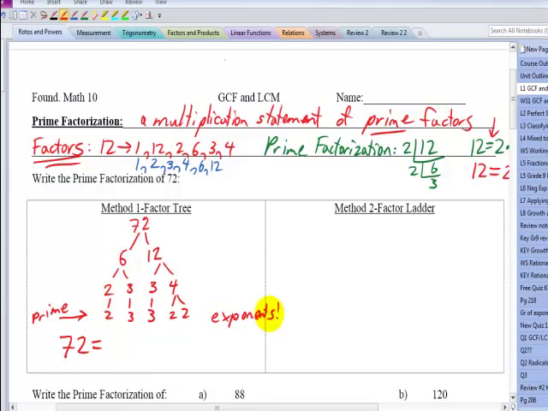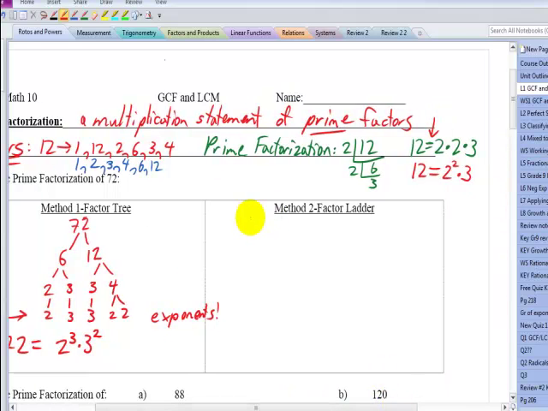Sam, what'd you get? 2 cubed times 3 squared. 2 cubed times 3 squared. How many people got that? Hands up. Awesome. Good, good. Any questions? Questions? No? Okay. Good. So another way of doing the exact same thing is with the factor ladder that we just did.